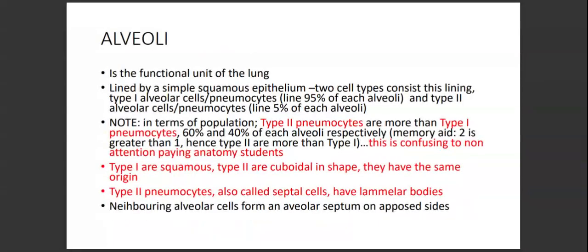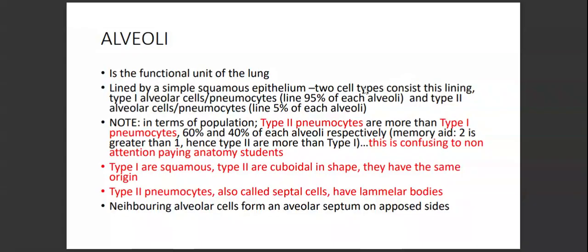So we now come to the alveoli. The alveoli are the functional unit of the lung. Note that at the level of the alveoli, this epithelium is simple squamous, lined by two types of cells. These two types of cells are what we call type 1 pneumocytes or type 1 alveolar cells, and type 2 pneumocytes or type 2 alveolar cells.